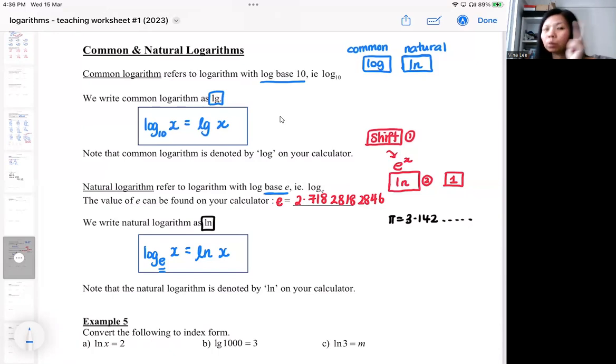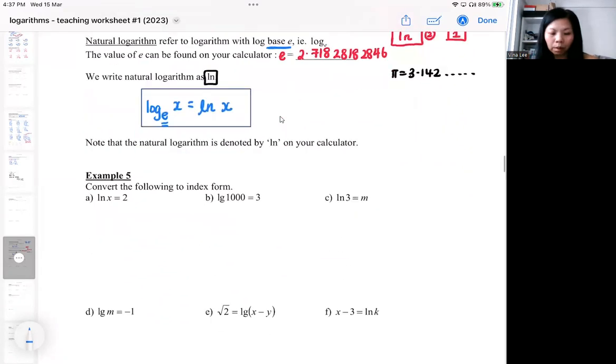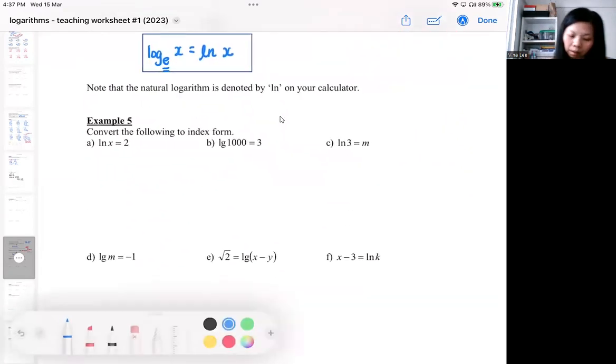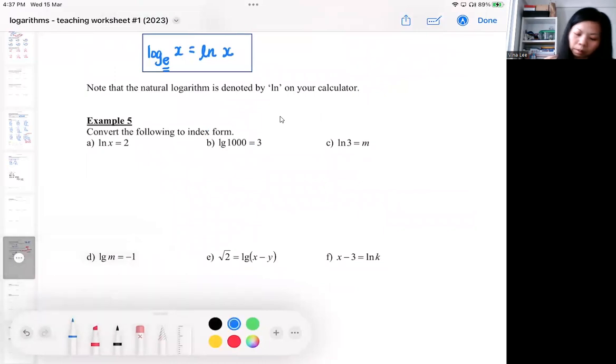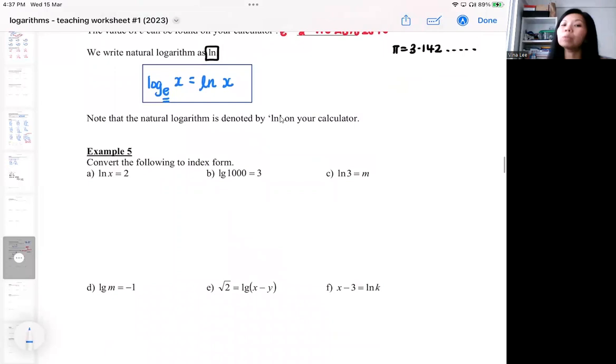These are the two special buttons on your calculator dedicated to logarithm. You've got to get used to it. When you press the LOG button, it's base 10. When I press the LN button, it's base E, which is a representation of a very long decimal number. We can still convert to indices with these two types of log.